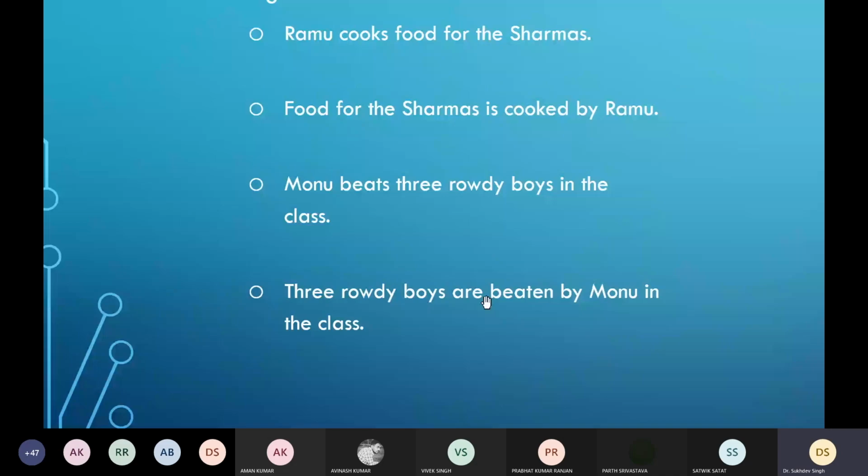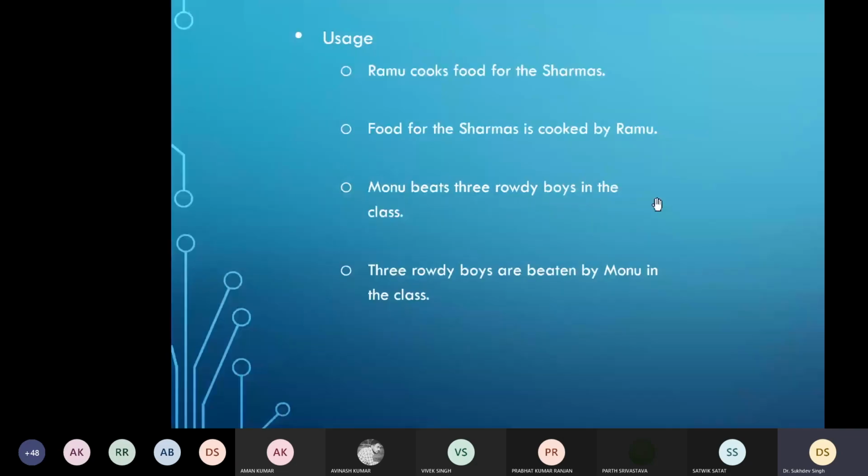That's why rather than placing is over here, we fix are. And then just like here, the third form was there. So beats, the third form of beat is over here, beaten. And the same thing is added, by. And then Monu here is placed at the end, and the rest comes also. So 3 rowdy boys are beaten by Monu in the class.